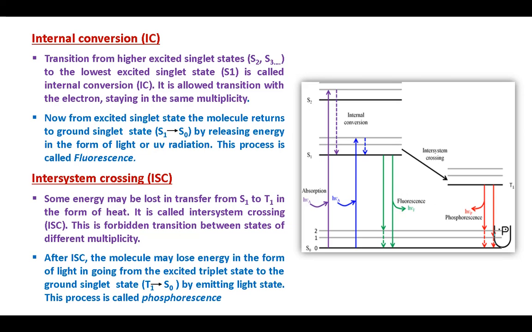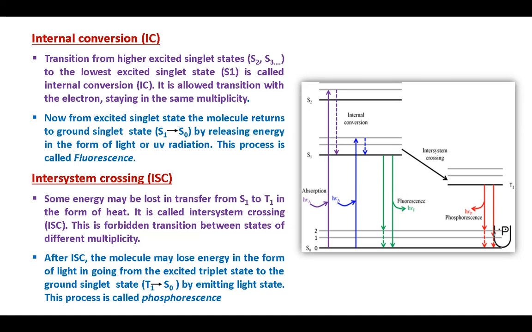Intersystem crossing. Intersystem crossing is a process where there is a crossover between electronic states of different multiplicity, that means singlet state to a triplet state. Some energy may be lost during transfer from S1 to T1 in the form of heat. It is known as intersystem crossing, ISC. This is a forbidden transition between states of different multiplicity.